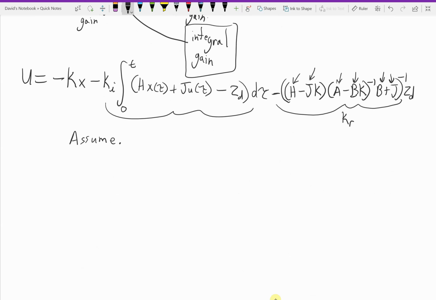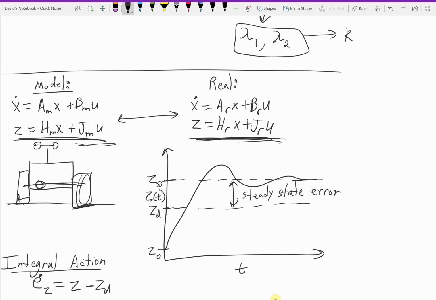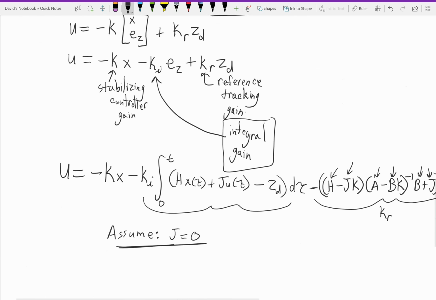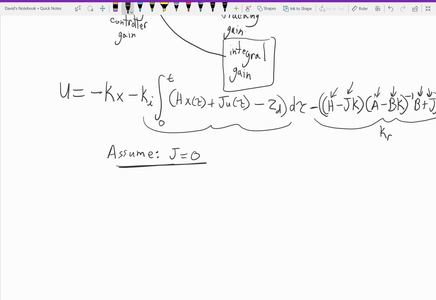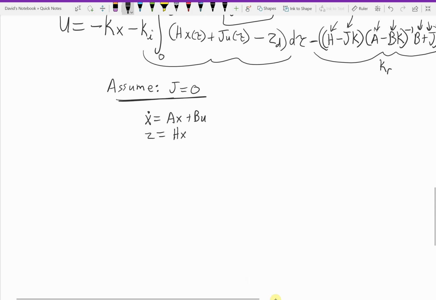We'll prove this by taking one simplifying assumption, just to simplify the math a bit, and we'll assume that J, remember J is a component of our output, Jm, is equal to 0. When we do that in our state space system, we'll have this form. And we'll therefore consider the evaluation of the extended state space system with our integral term.